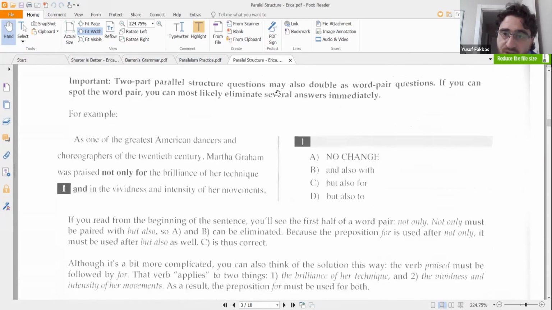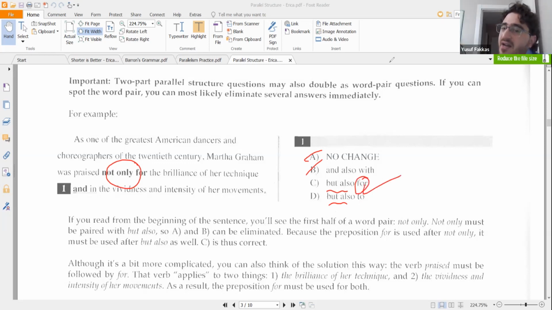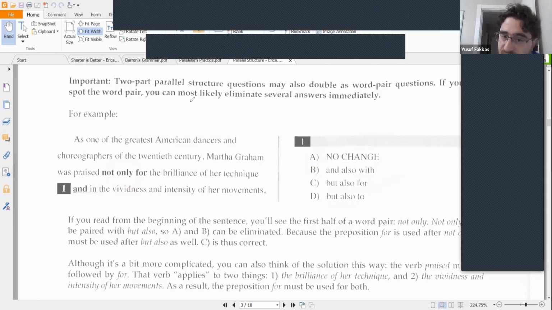So here again, as we said, not only, but also. So A is wrong and B is wrong. Now, if you look at C and D, they both contain "but also." But which one should we choose? C or D? C. Yes, thank you, Muhammad. Because now we have the same preposition, which is "for." Not only for the brilliance, but also for the vividness.